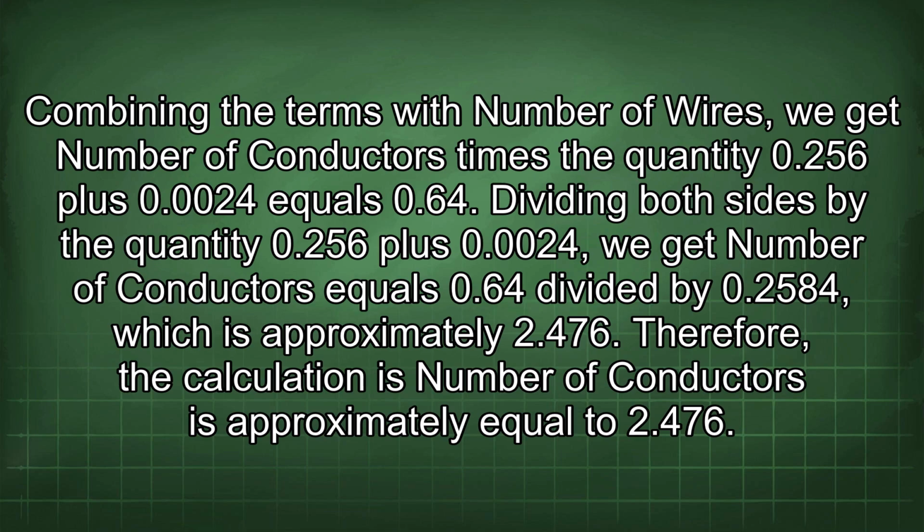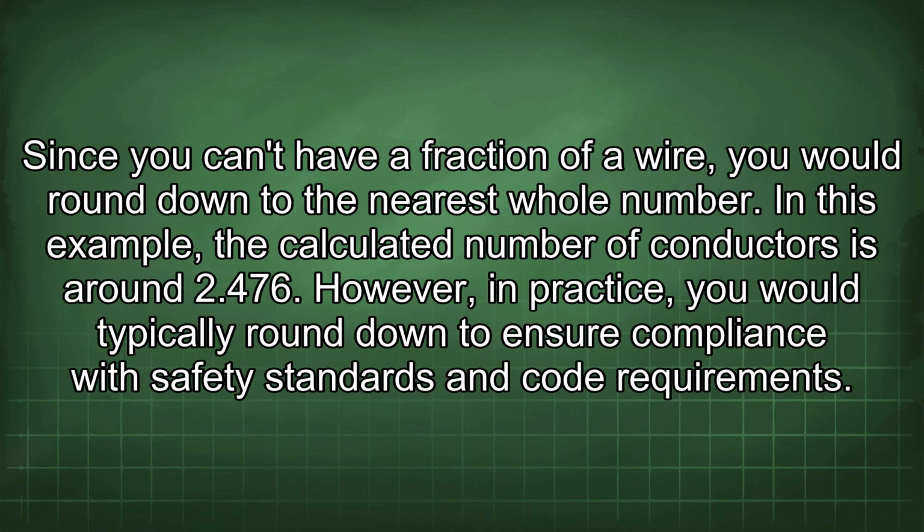0.2584, which is approximately 2.476. Therefore, the calculation is number of conductors is approximately equal to 2.476. Since you can't have a fraction of a wire, you would round down to the nearest whole number.